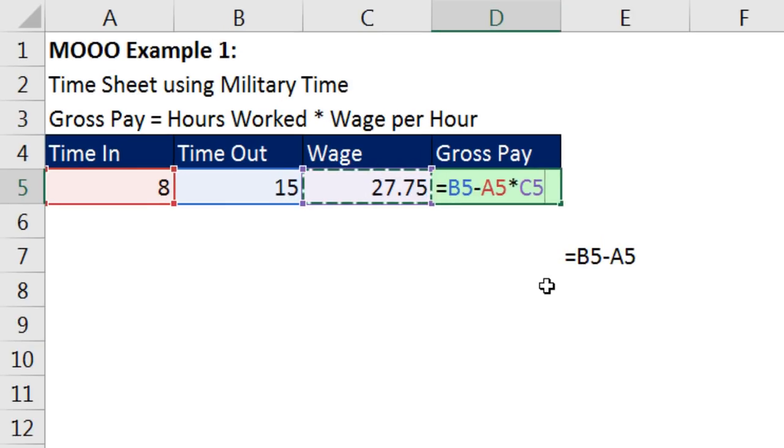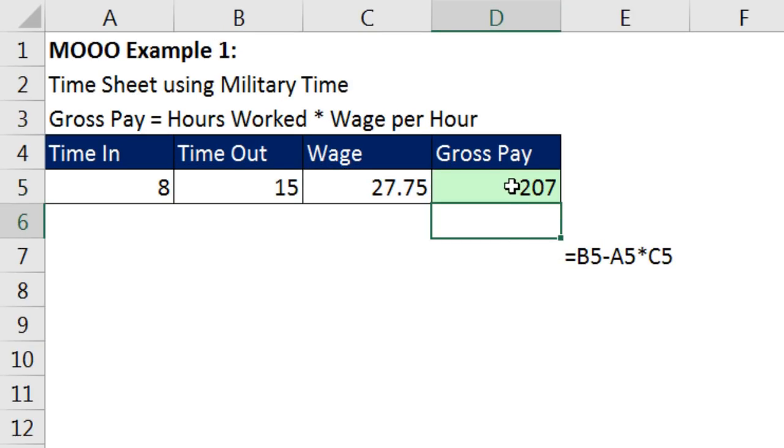Now, of course, when I hit Enter, minus $207. Man, the employee's mad. They thought they'd make a positive number here. F2. We, of course, forgot our order of operations. We have to force subtraction before we do our multiplying. So there we go. We'll subtract 15 minus 8 before we multiply. So when I hit Enter, there's the amount of gross pay.